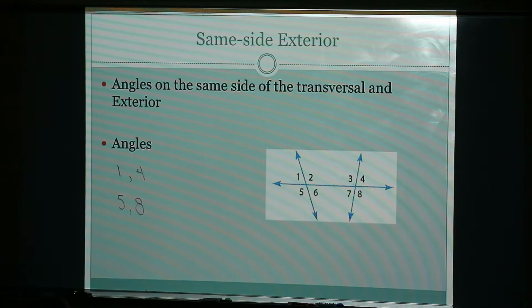Questions on that one. Now I'm going to give you a little bit of time here to write that down if you haven't. I need to fix that slide too before I move on. That'll bug me all day if I don't. All right. So again, the pairs here, if they're same side exterior, 5 and 8, 1 and 4. I'm going to fix that real quick.